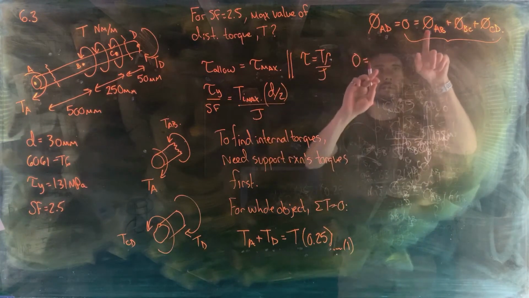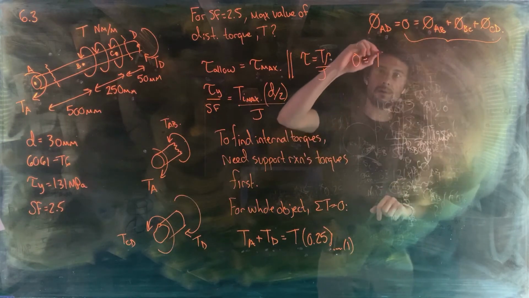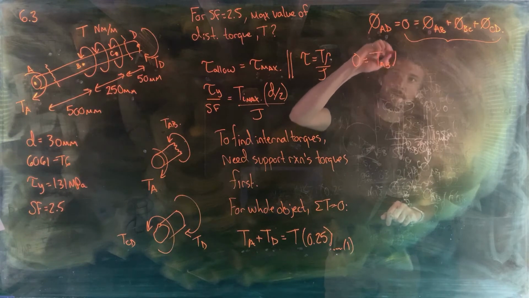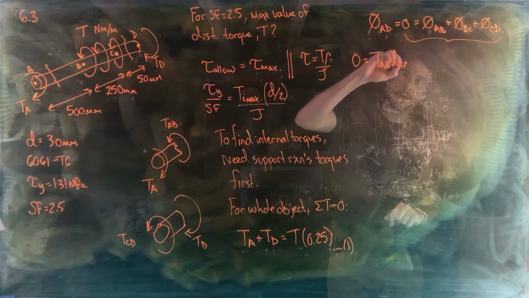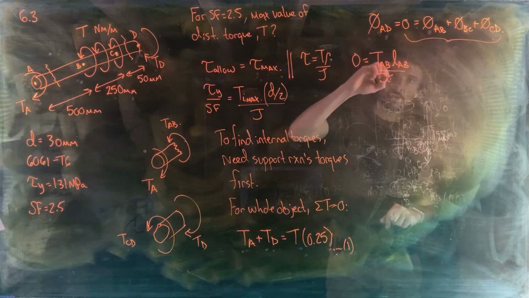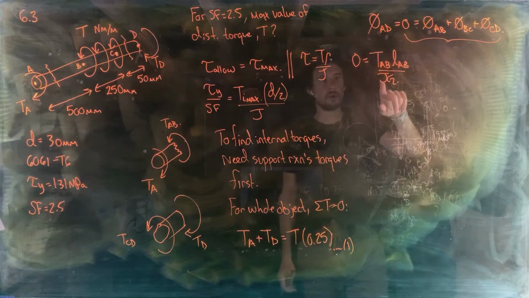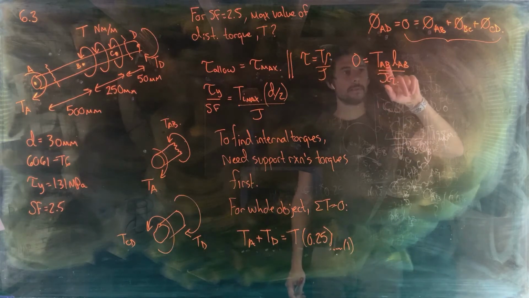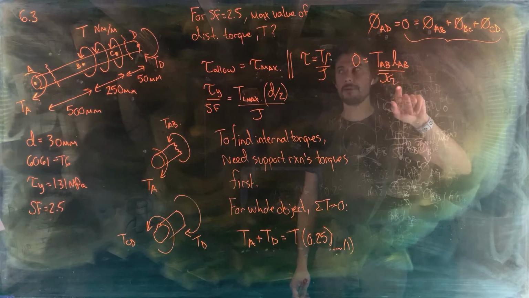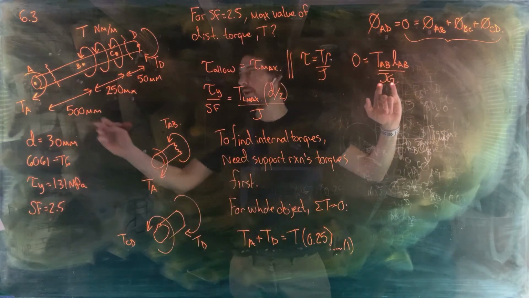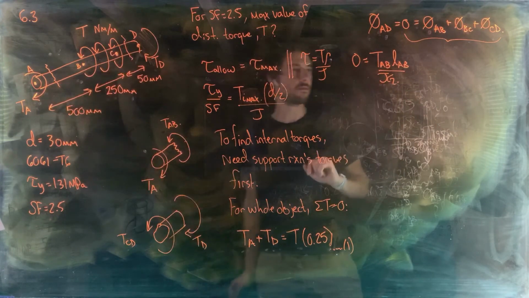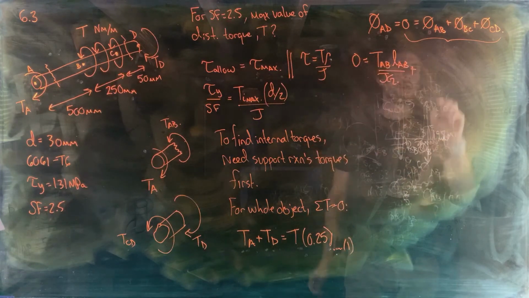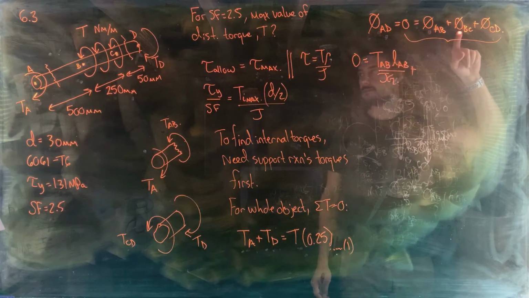So we've got 0 equals. The angle of twist of segment AB will be the internal torque in AB multiplied by the length of AB divided by JG, the modulus of rigidity times the polar moment of inertia. And I'm not putting subscripts A and B down here because those two quantities are the same over the entire length of the rod. Then we can do term 2.